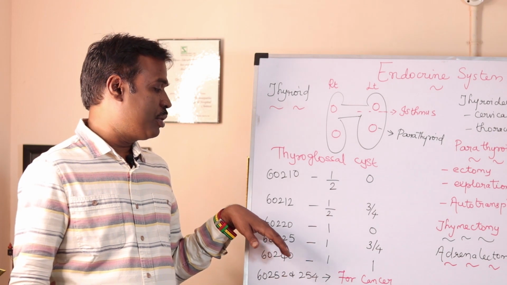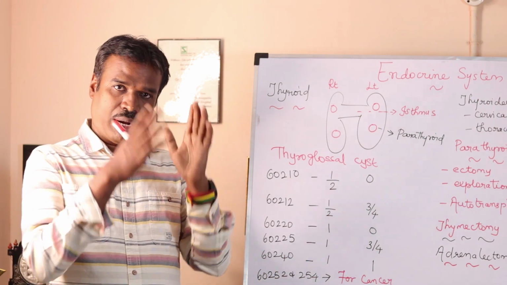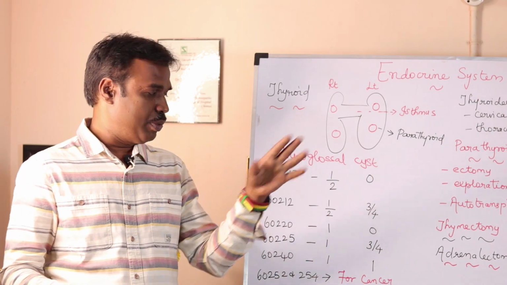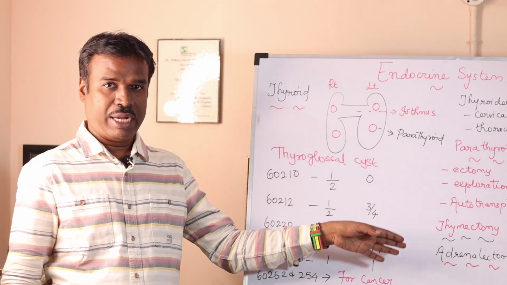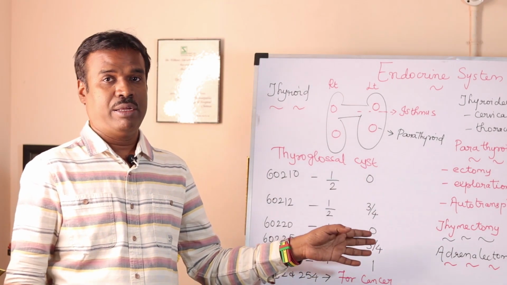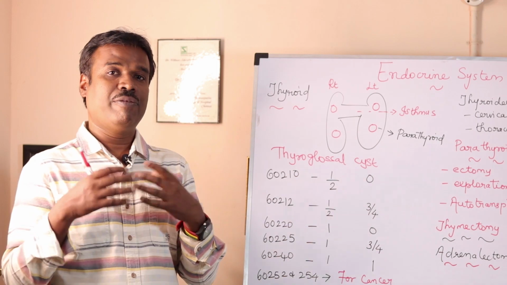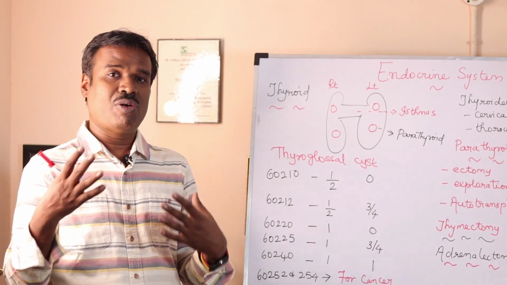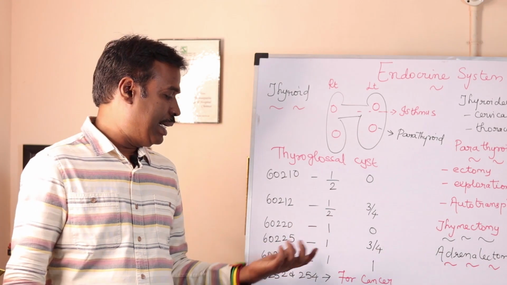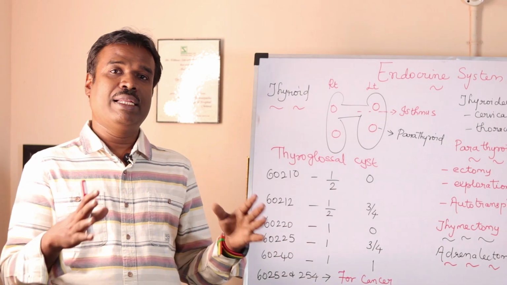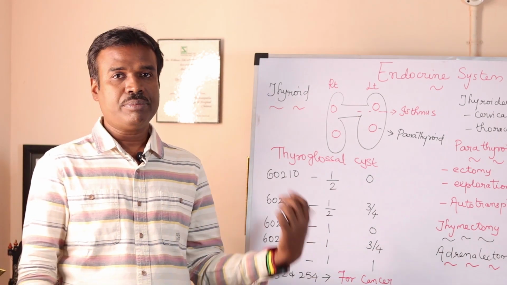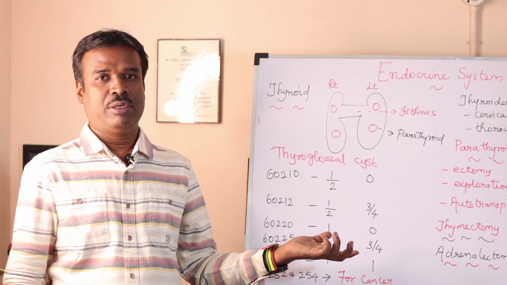If you see the code 60225, what happens? One side, on the right side there is a complete removal, plus on the contralateral side it is a subtotal lobectomy. When I say total, meaning fully. When I say subtotal, not full, 3/4 of it. Next is 240, again it's a total thyroidectomy. Completely they are removing it.